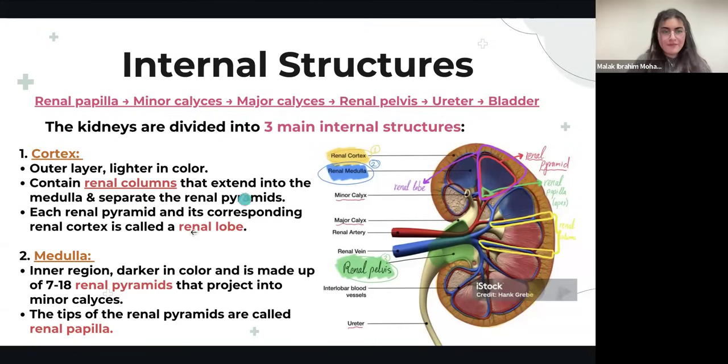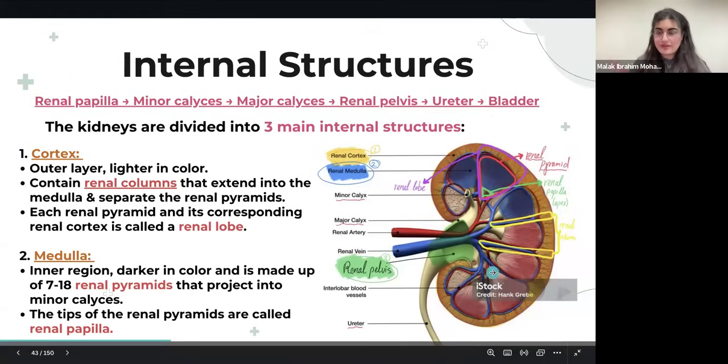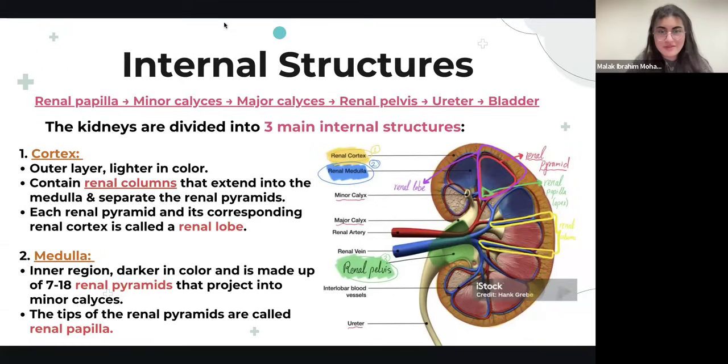Now your medulla, it is the inner region, and it is darker in color, much darker in color compared to the cortex. And it is made up of 7 to 18 renal pyramids, as I told you guys over here. And these are the ones that are separated by the... Can someone answer me in chat? What are the renal pyramids separated by? Yes, renal columns. So the renal columns, as we said, are part of the cortex, invaginate inside, and give you the renal pyramids.